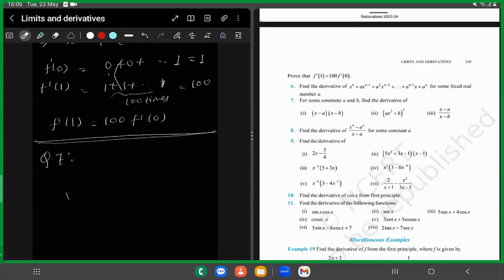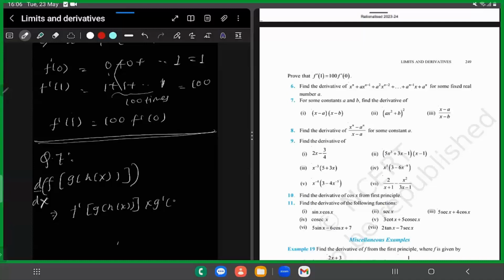What does chain rule mean? Let's say you have some function of the form f(g(h(x))), and you have to find the derivative of this function with respect to x. How do you calculate this derivative? You simply move sequentially. This is equal to f'(g(h(x))), and after that the derivative of g with respect to h(x), and finally h'(x). So this is all about chain rule.